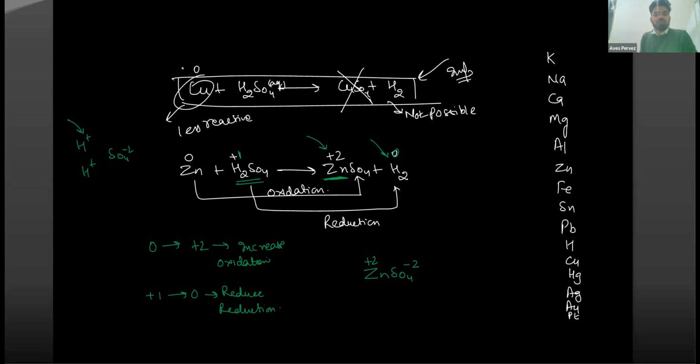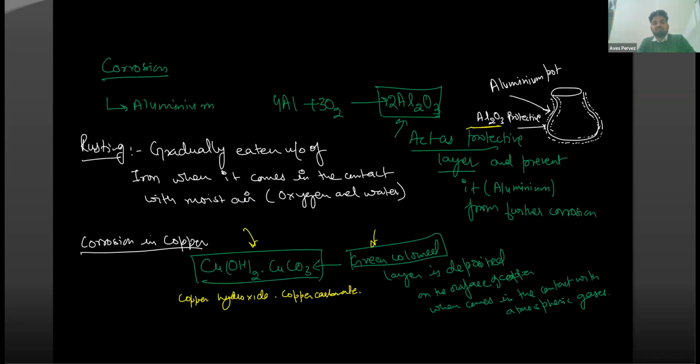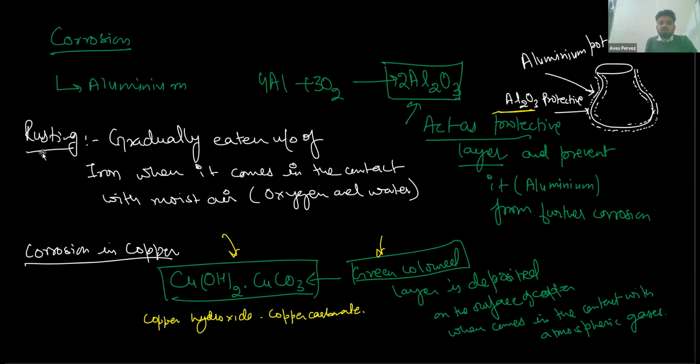So we're going to have corrosion. What is corrosion? We can simply say that when metals come in contact with some atmospheric or unwanted gases, it forms an unwanted layer. So we call it corrosion. The most famous corrosion is the corrosion of iron. We call it rusting. So rusting is the corrosion of iron.